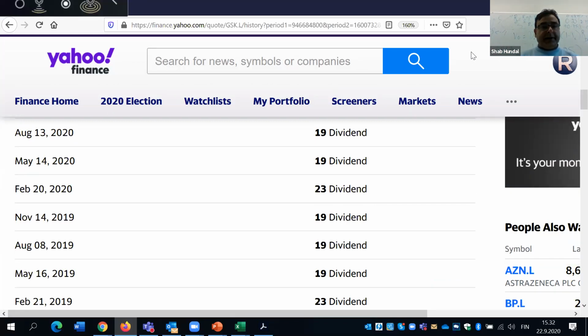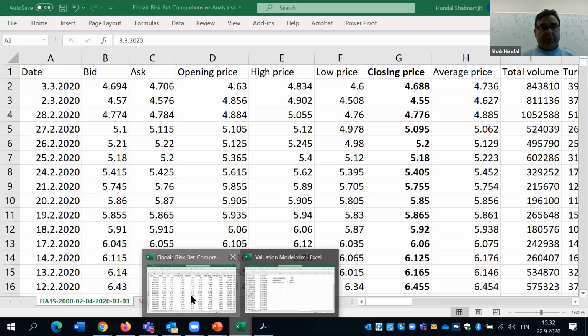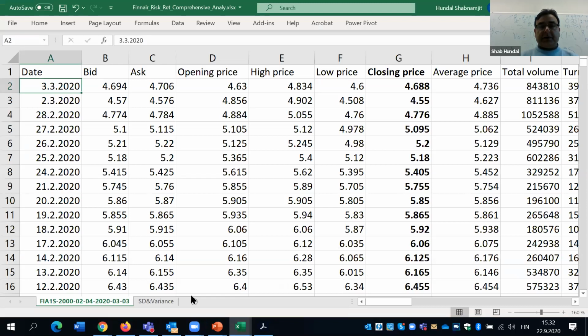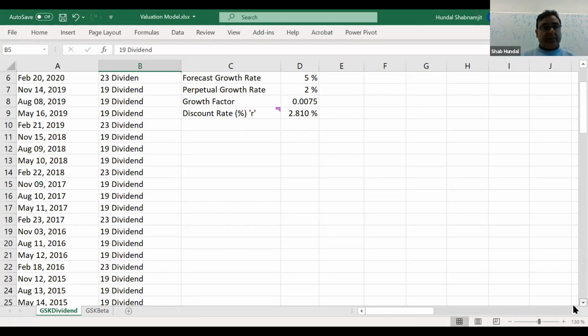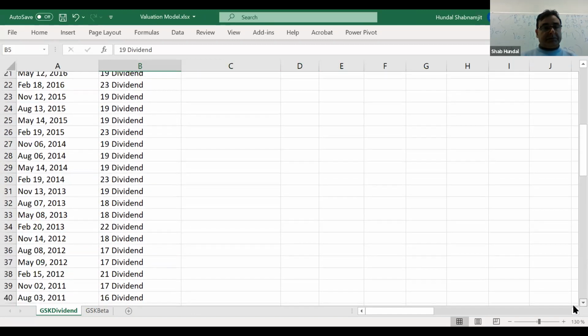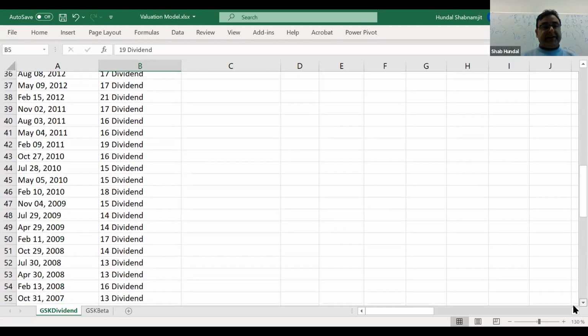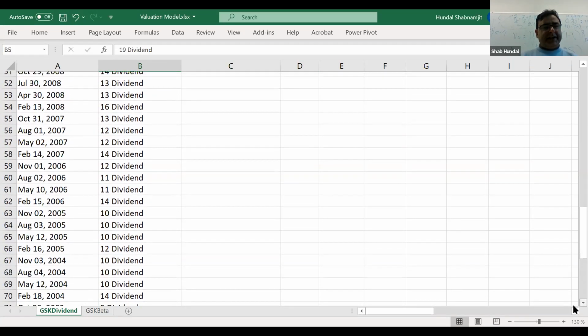I have this data already, so I share my spreadsheet with you, which is the valuation model, I guess. Yeah, this is one. This is what I have. And you can see that I get almost the same data. So I have this data of dividends. I have the dividends data for the last 20 years of the company.